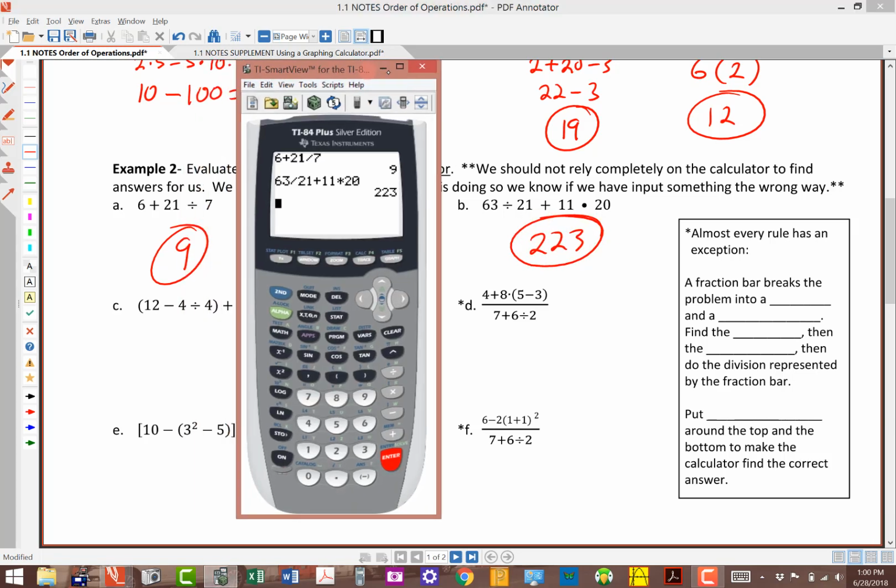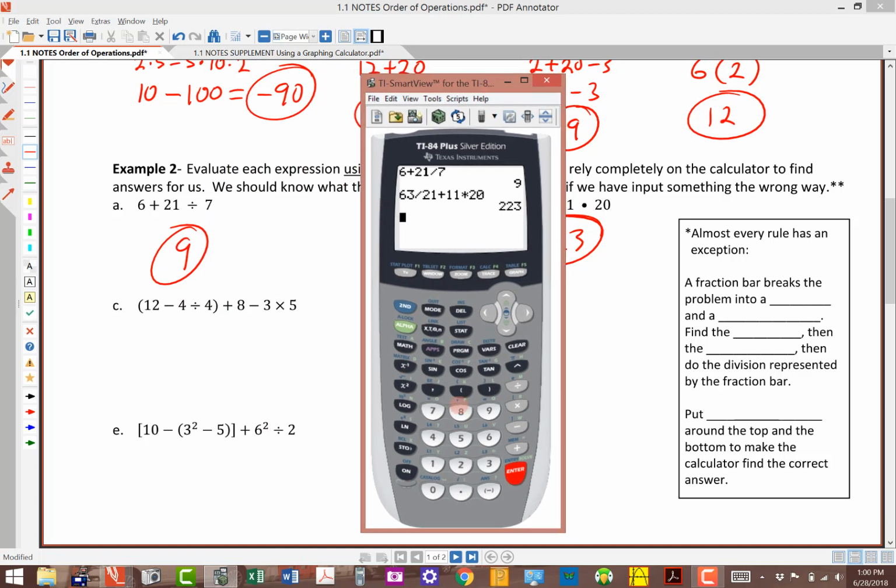Okay, next one, I'm going to slide this over. So we're going to have a set of parentheses. We've got 12 minus 4 divided by 4. Close the set of parentheses. Then we're going to add 8. Then we're going to subtract 3 times 5. Now when you get a long one like this, it's always a good idea to double check that what you've got written on the page is what you've got typed into the calculator. Looks like everything's correct here.